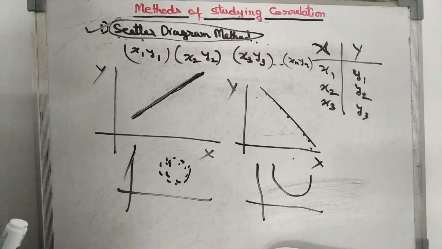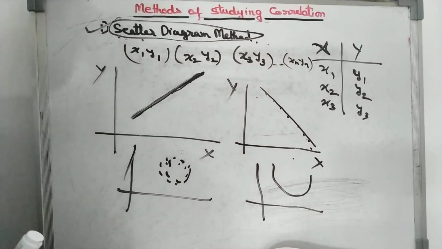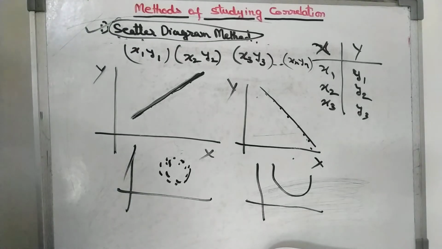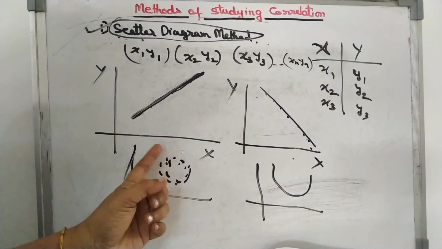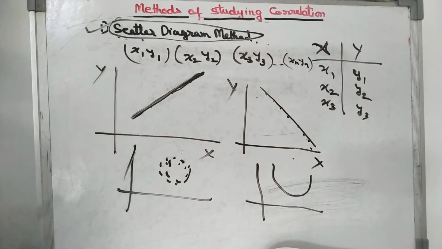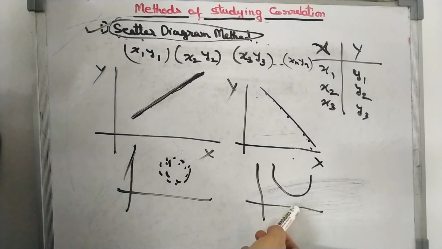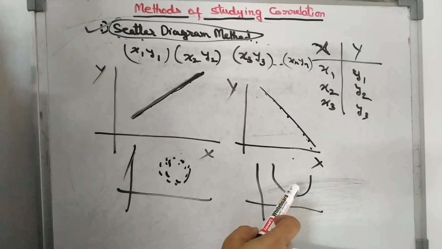So sometimes we get positive correlation, sometimes negative. If we join the coordinates and get a straight line going upward, it is called perfect positive correlation. If it is downward, it is called perfect negative correlation. If we get dots scattered like this, it is called zero correlation or no correlation. If it is in curve form, it is called curvilinear correlation between the two variables.